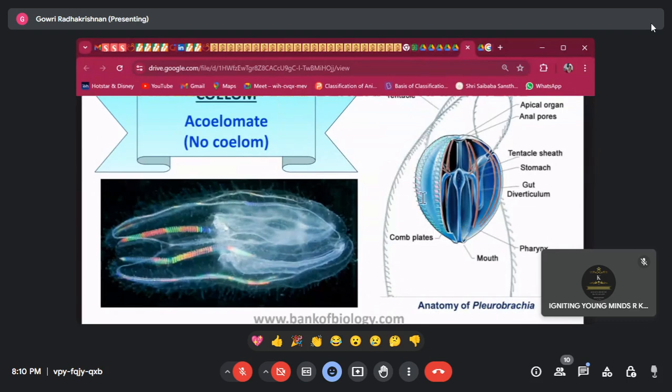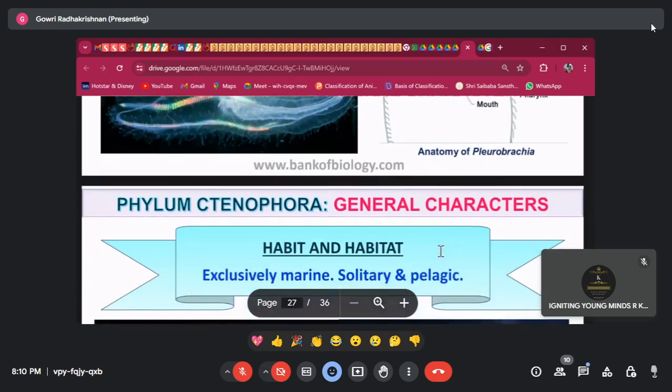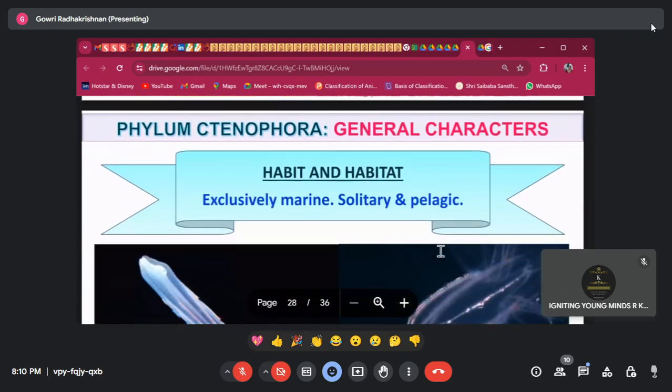See in this diagram, can you see the comb plates here with hair-like structure? In the diagram, you can see there's like a ball. It's a cross section. You're able to see inside, but on the outer part, can you see hairs like that with cilia? Some projections. Those things help in locomotion. We will see that.